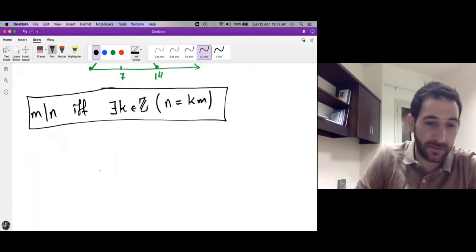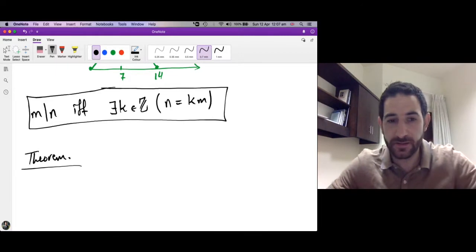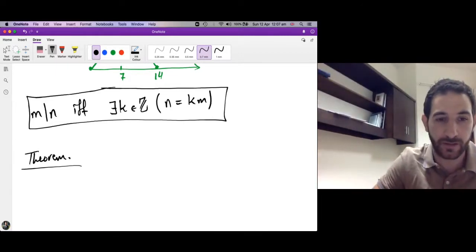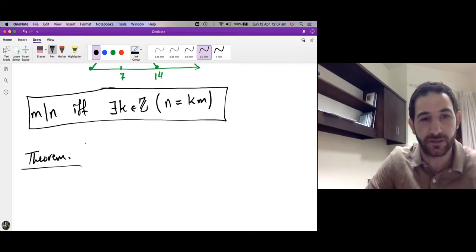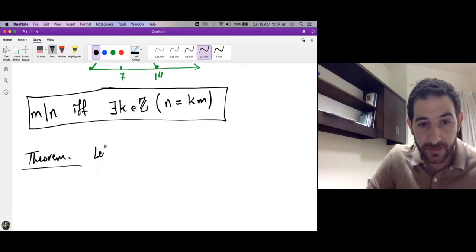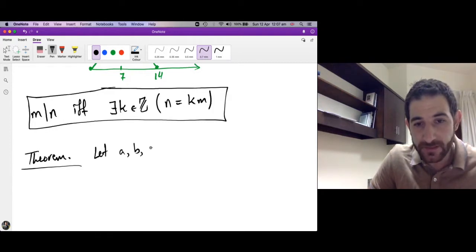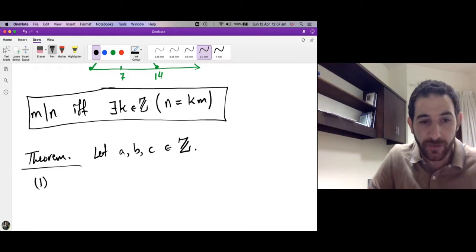Okay, let's see the first theorem about divisibility. It's a very important theorem telling us the properties of this operator, the divisibility, of this relation. It's a relation between integers. So what is the theorem? It says let a, b, c be integers. So choose any 3 integers whatsoever, a, b, c, then the following are true. Let's prove them one by one.